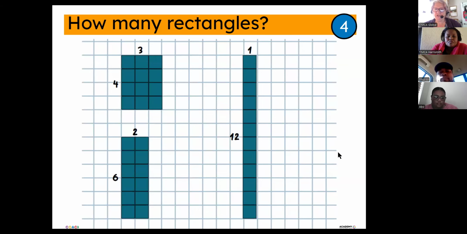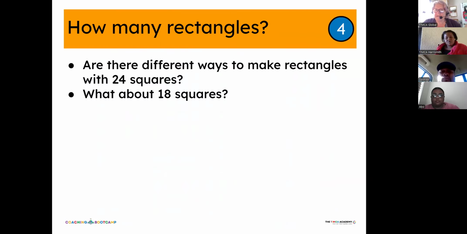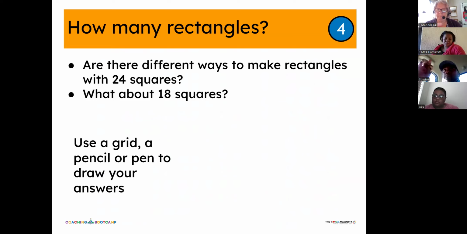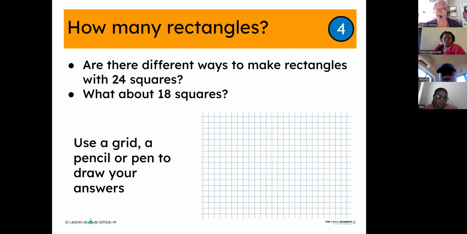We could now ask children to do that same process with, how many ways are there to make rectangles or arrays with 24 squares? Or how about 18 squares? And so we give them paper, pencil, and a grid again, and we ask them to go through that process of making sure that they find all the different ways to make something that's got 24, something that's got 18. You could use 36.